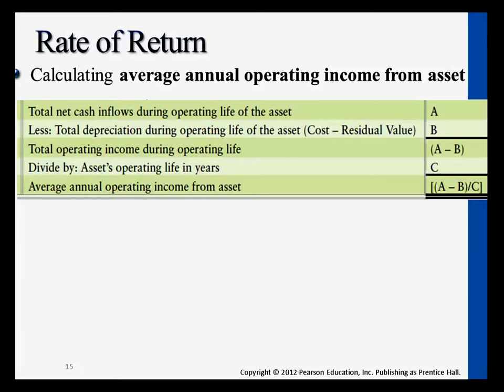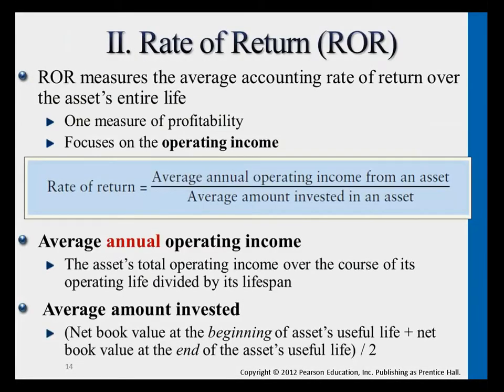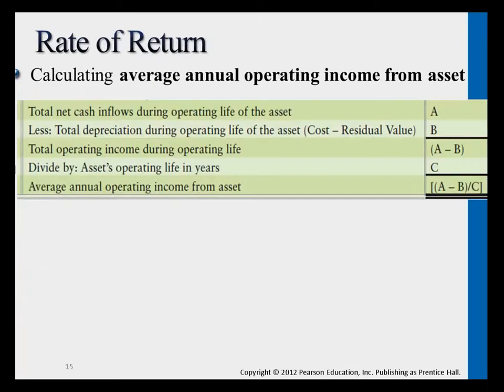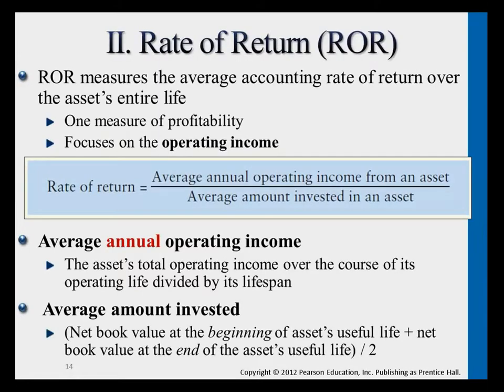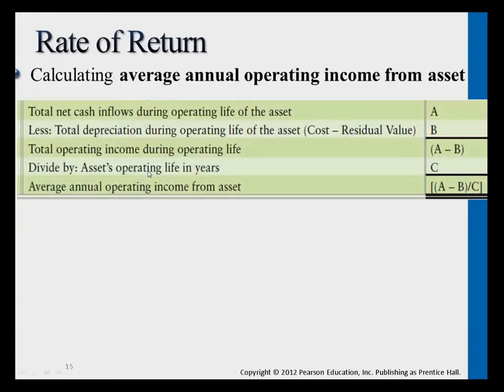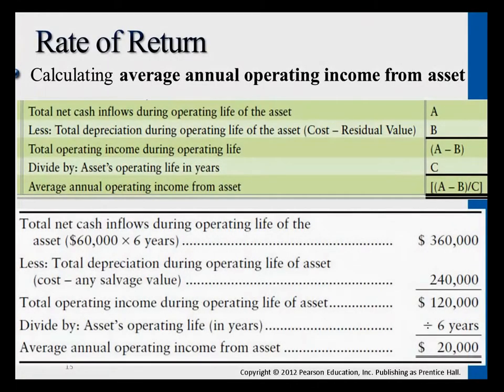And then next we take our asset's operating life in years, like we said. It might be 12 years, it might be 6 years, whatever that lifespan is. And that's how we get the average annual operating income from an asset. Let's talk about the first one. So let me show you an example. Sorry, I might have confused you.